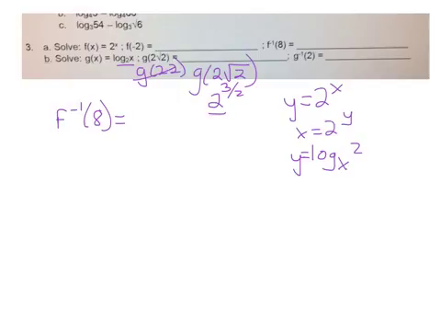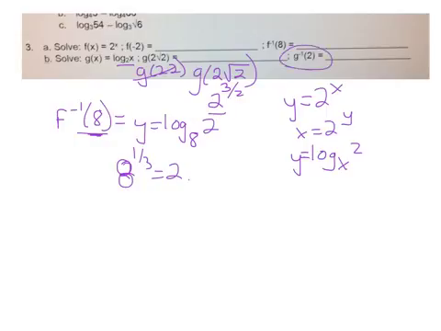Then you're going to put in 8 as x, and so you're going to solve your equation y equals the log base 8 of 2, and so 8 to the exponent 1/3 equals 2. Okay, so you've got to do the inverse properly before you can substitute in the value, and so be careful with those.